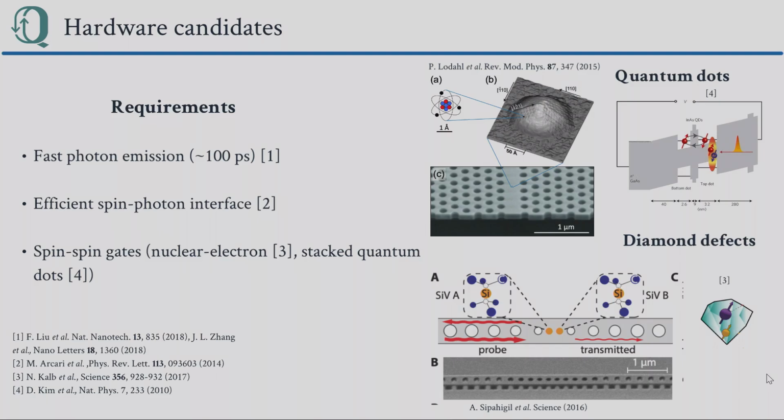What we require is, of course, fast photon emission, an efficient spin-photon interface, and spin-spin gates. And all of these have been demonstrated to one degree or another in both quantum dots and diamond defects. And so these are the candidate systems that we think of for this.